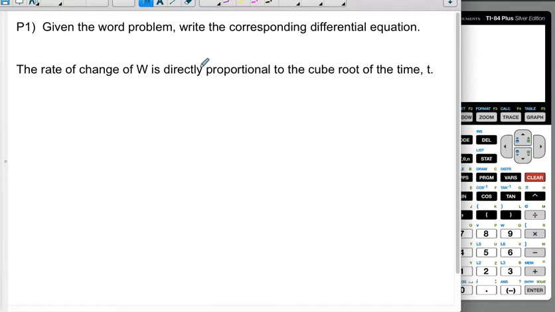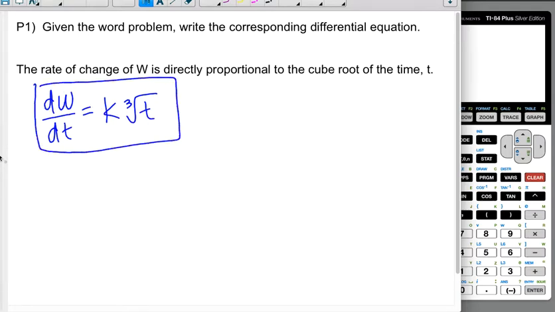The rate of change of w is directly proportional to the cube root of time t. Well, the rate of change of w is going to be dw/dt, because here they did tell us the time. And it is directly proportional, so k times the cube root of the time t.